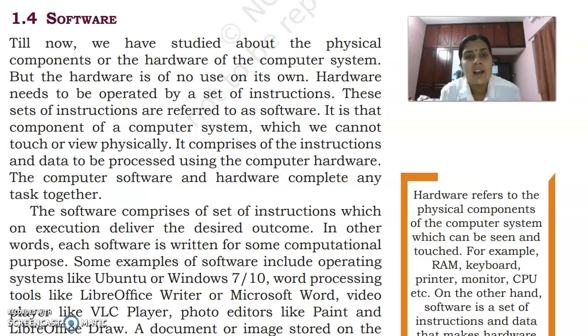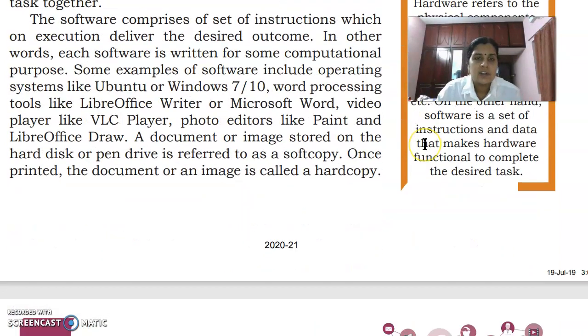So hardware is the physical components of the computer system, while software is the programs or set of instructions. By using this set of instructions, a program will work and the computer can give instructions. We cannot touch software. So software acts like a set of instructions and it produces the output too. So each software is used for some computational purpose.